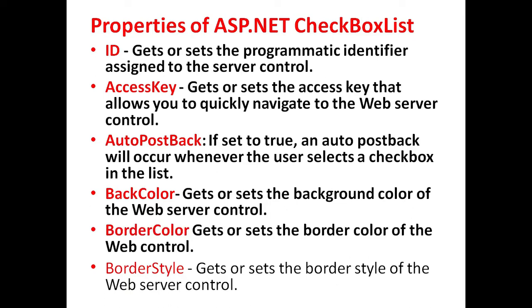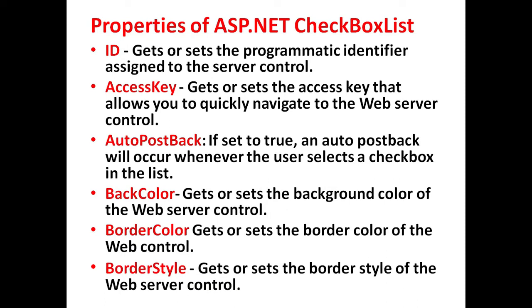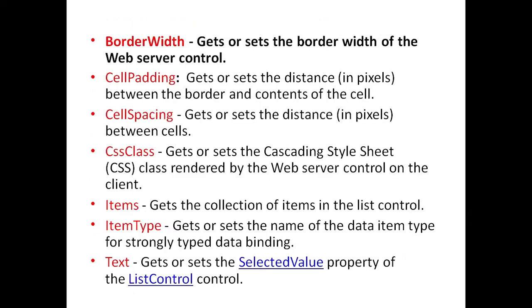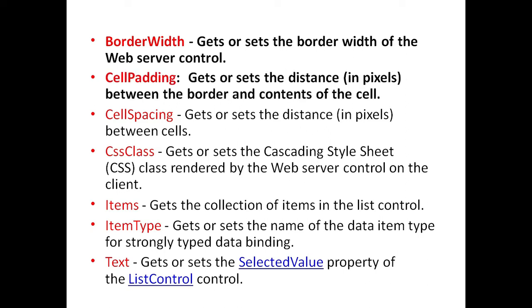BorderColor gets or sets the border color of the web control. BorderStyle gets or sets the border style of the web server control. BorderWidth is used to get or set the border width of the web server control. CellPadding property gets or sets the distance in pixels between the border and the content of the cell. CellSpacing is used to get or set the distance in pixels between the cells.